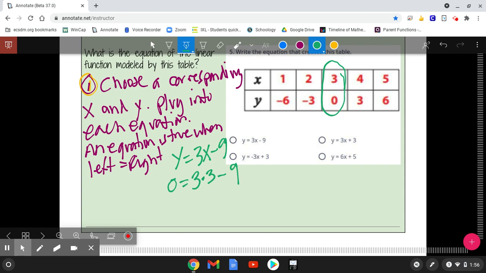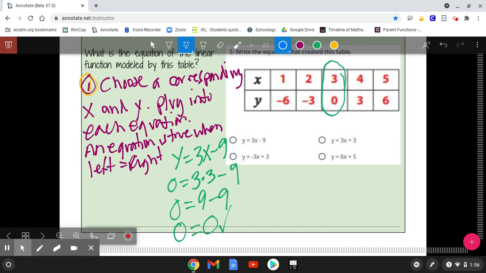So now we want to see if the left side is equal to the right side. Our left side is 0. Our right side says 3 times 3 minus 9. Well, 3 times 3 is 9. So now we have 0 equals 9 minus 9 is 0. Look, left side equals the right side. That's true. Got it on the first try.